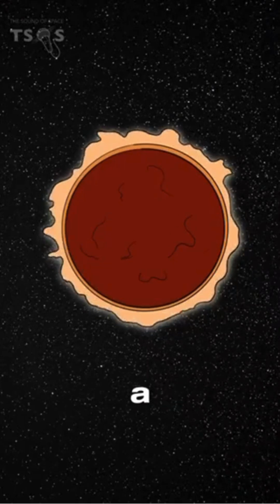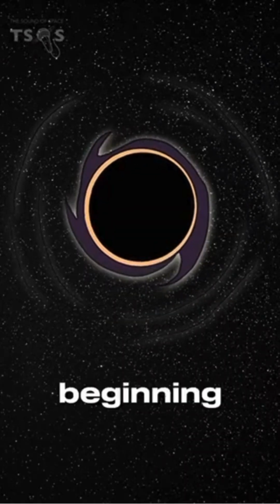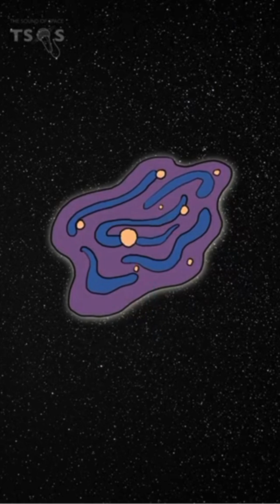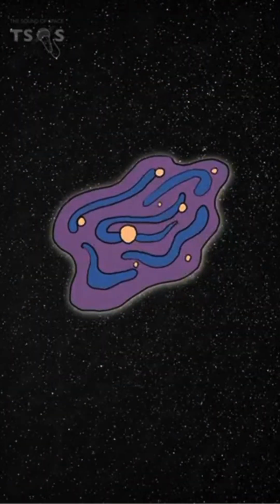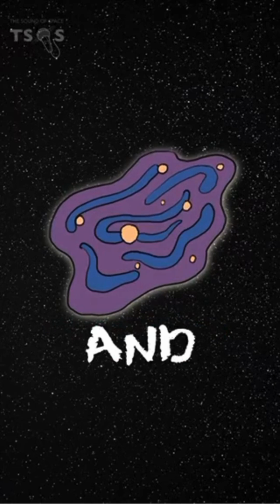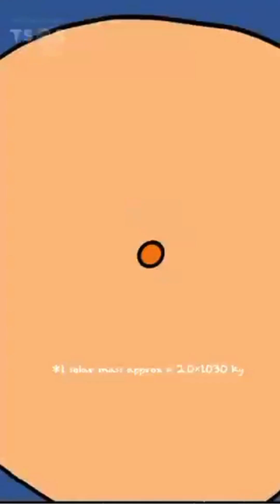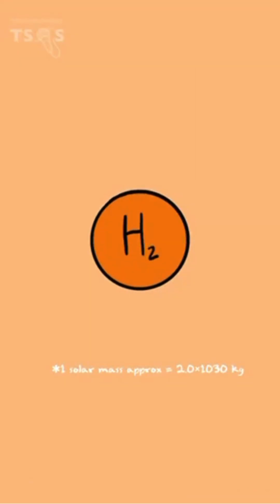The life cycle of a star ends dramatically. But first, the beginning. This is a molecular cloud. Innumerable nebulae like this exist throughout the universe. These clouds can be up to 100 light years across with as much material as 6 million solar masses of mostly hydrogen gas. This is the birthplace of stars.